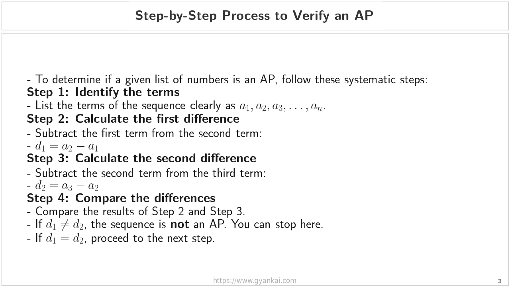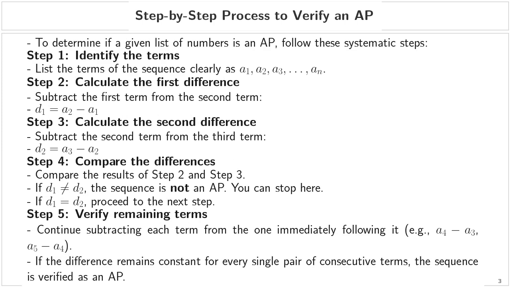However, if d sub-1 does equal d sub-2, then you have a potential AP, and you must proceed to the next step. Step 5. Finally, you must verify the remaining terms. You cannot assume the pattern continues just because the first 2 pairs matched.